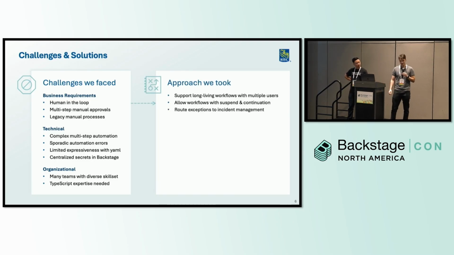And so what was our approach? Well, we identified a few key components. For instance, we knew that we first needed to support long-living workflows that could handle multiple users in the loop. We wanted to be able to pause and resume these workflows, sometimes days later, where a DBA might have to come in and hit approve, and then some other customer experience manager has to hit approve as well, stuff like that. And then if any issues did happen within these long-running workflows, we wanted to be able to route these exceptions back to our incident management systems.